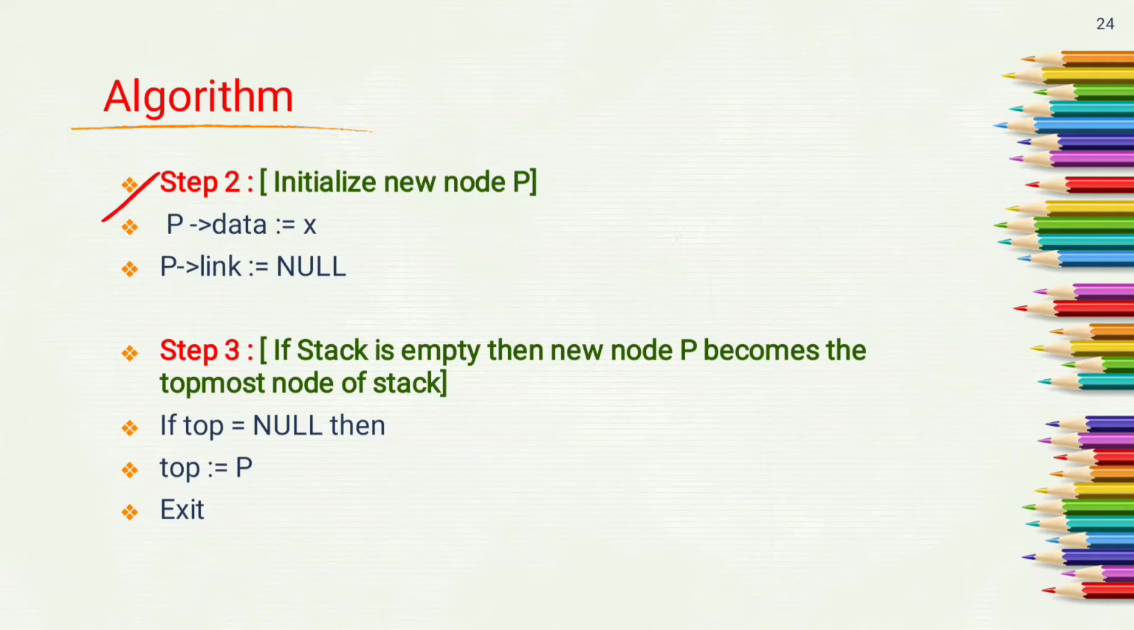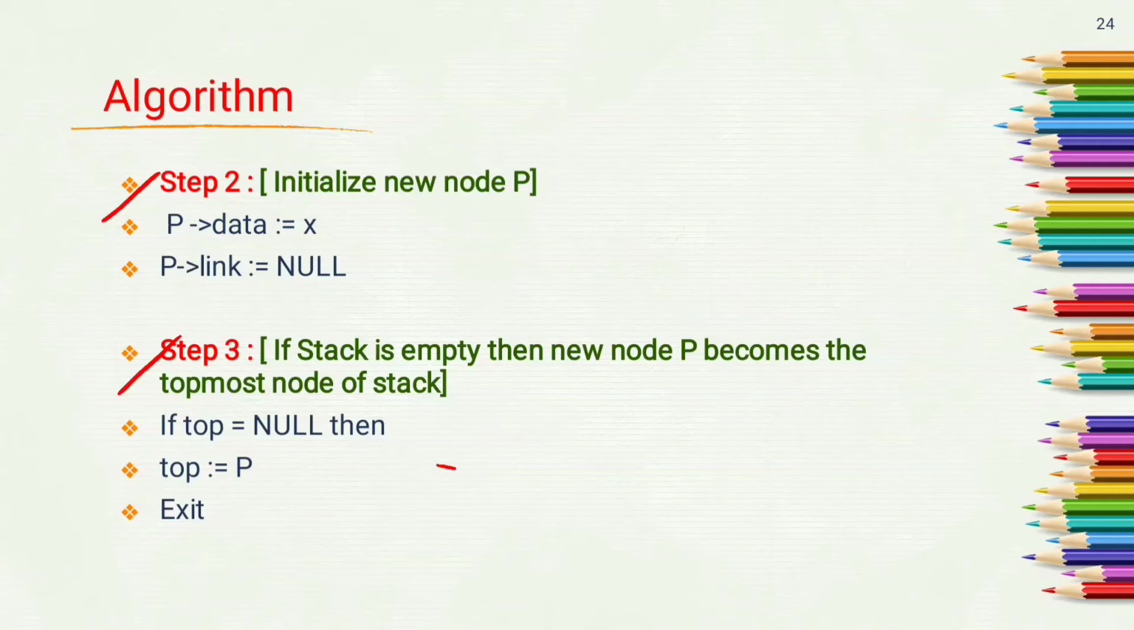Otherwise we have to perform step 2, initialize new node p by writing p arrow data equals to x and p arrow link equals to null. In step 3, if stack is empty, then new node p becomes the topmost node of stack. If top equals to null, that means there is no node available in a stack, so the node we are inserting is the topmost node of the stack.